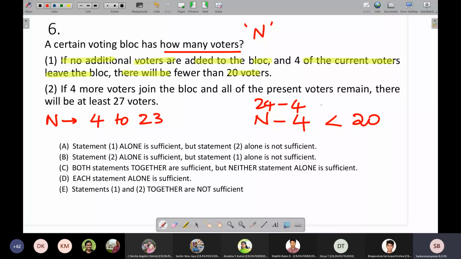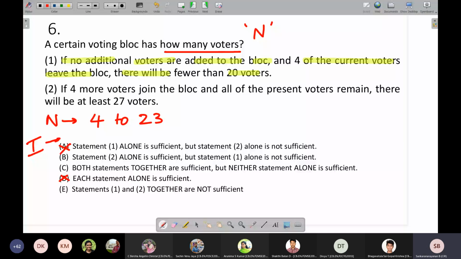So with statement 1 alone, I can see that here the possible values for the number of voters in the block could be anywhere within the range 4 to 23. Did you get my point? So the first statement alone is not sufficient enough to answer the question. But I get an input that this could be anywhere within the range 4 to 23. Got it? So I can see that option A can be eliminated because 1 alone is not sufficient. So I can eliminate D as well. Did you get my point?